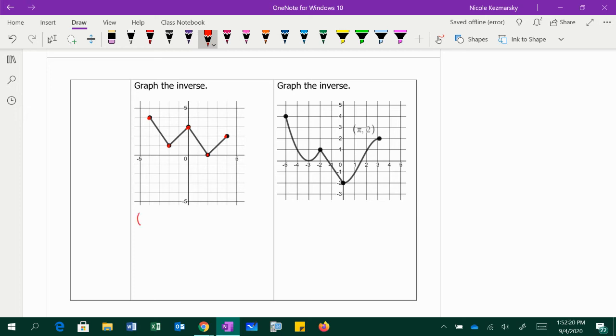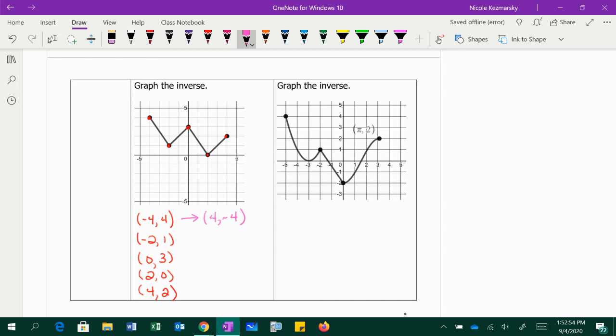So the first point is -4, 4. The second point is -2, 1. Then we have 0, looks like 3. We have 2, comma 0. And we have 4, comma 2. Then go ahead and take each of these points and flip-flop the x and the y. Just switch them. So this becomes 4, comma -4.